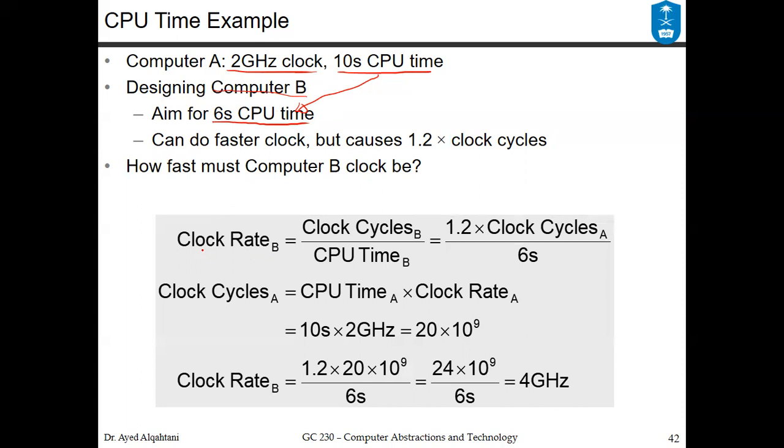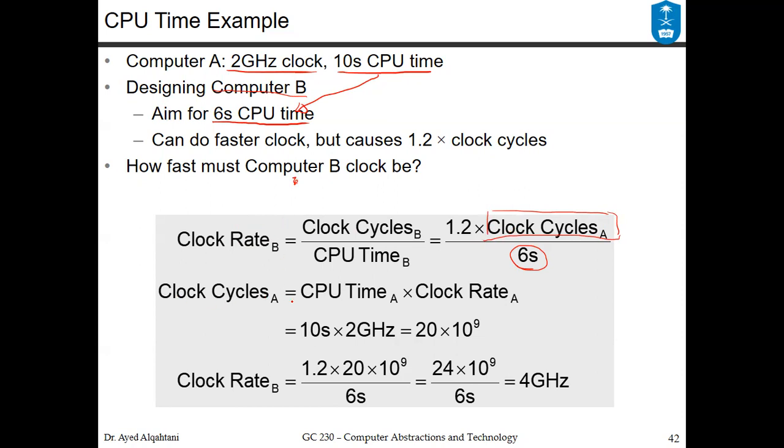To do that, we need to find the clock rate of B, which is equal to the clock cycles of B divided by the CPU time of B. We know that the CPU time of B is 6 seconds, and we know that the new clock cycles for computer B is 1.2 times the old cycles of computer A. Now, what we need to find is the value of the clock cycles of A to find the clock rate of B, which is the one that we are asked about.